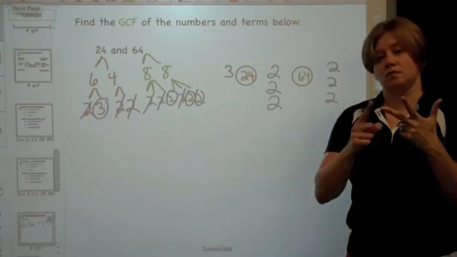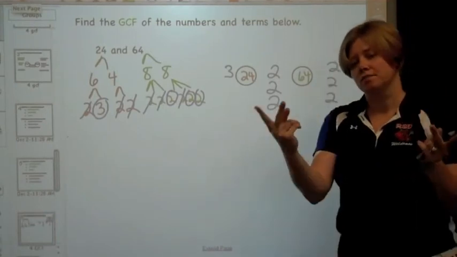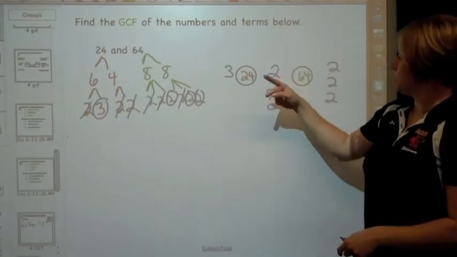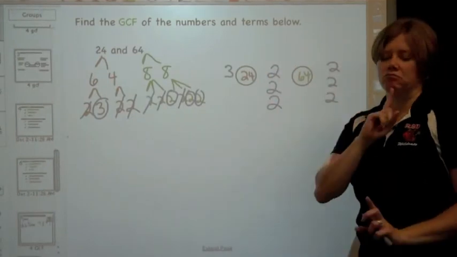So I'm done moving them into the double bubble map, and third I need to take all of the common factors and multiply them. So I take these numbers and multiply. 2 times 2 times 2 is 8, and that's my answer.